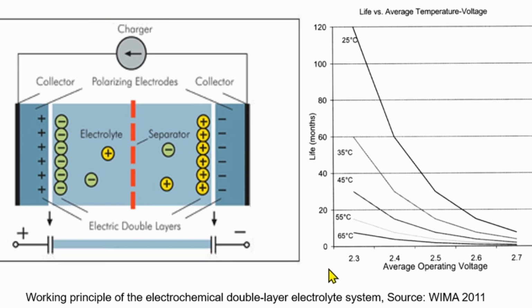Again, here you see the temperature influence. So here, life in months, here you have a very long lifetime. And if temperature goes up, lifetime is very much reduced. And so is the applied voltage for the supercapacitor because they destroy the electrolyte. So they are very sensitive against overvoltage. So best keep them at 2.3 volts rather than 2.5 volts. You are sure you have a higher energy density, but the lifetime is significantly reduced.